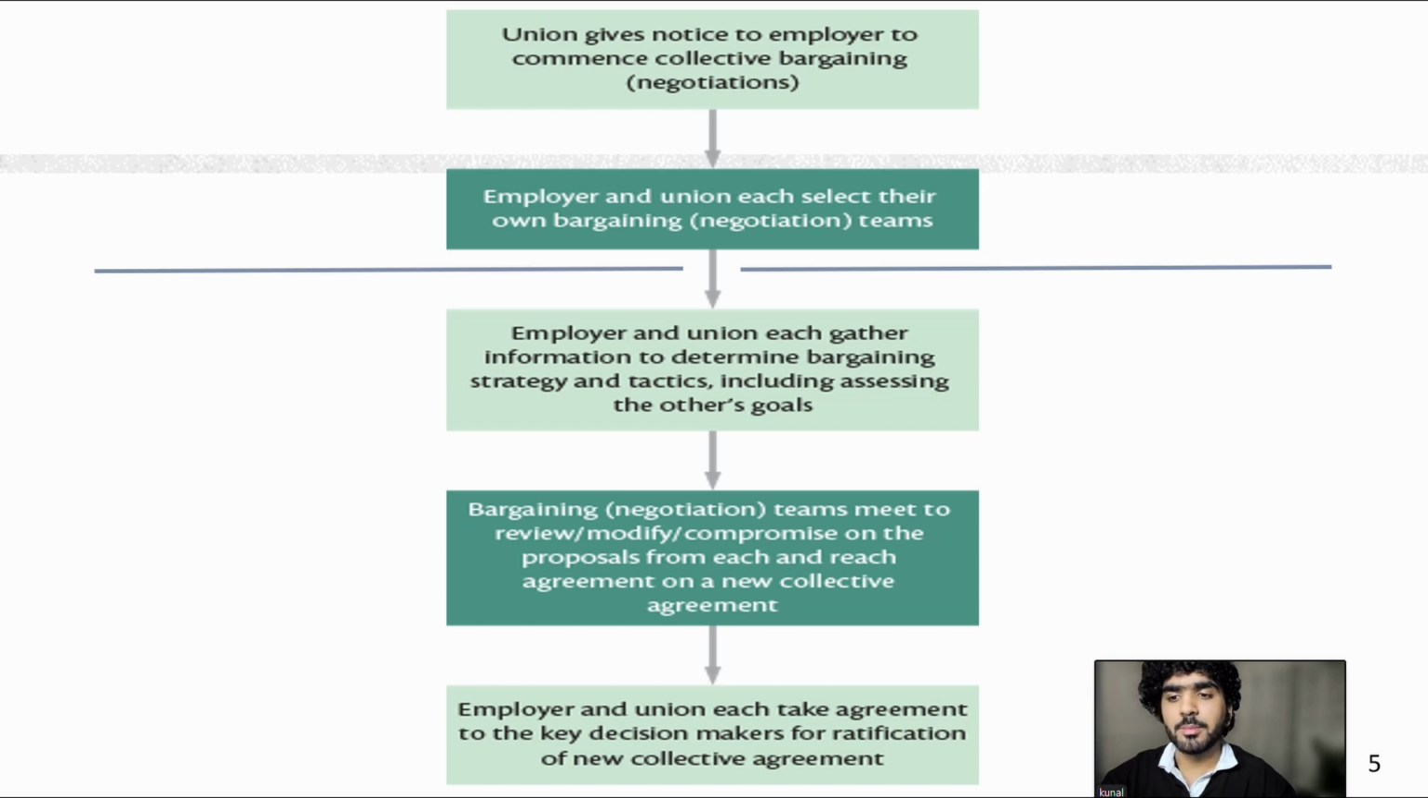In the fourth step, both bargaining teams meet to review and compromise on the proposals from each and reach agreement on a new collective agreement. Here, both parties compromise on something to make a new collective agreement. There may be more demands, but they have to compromise on some so that both parties agree on the new collective agreement. At the end, the employer and union each take the agreement to their key decision makers for ratification of the new collective agreement.